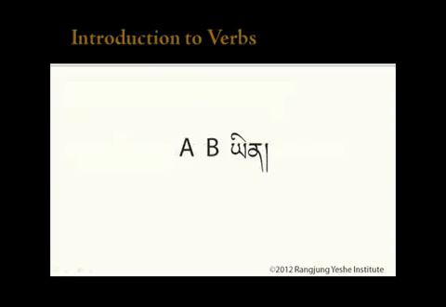The basic structure of a copular sentence is subject, predicate, yin, or A, B, yin. It's translated subject is predicate, or A is B. Pages 30 and 31 in your textbook have a number of examples of copular sentences. Make sure that you can understand them all before moving on to the next lesson. We'll look at a few of them here.